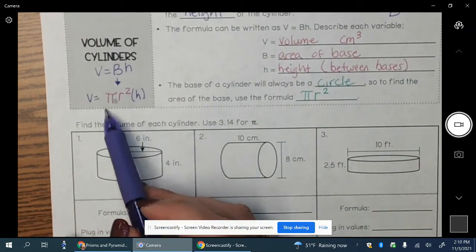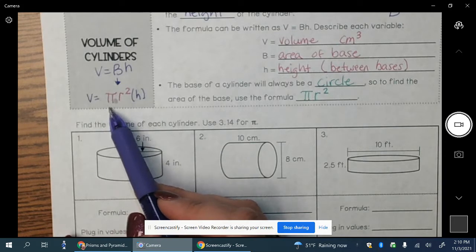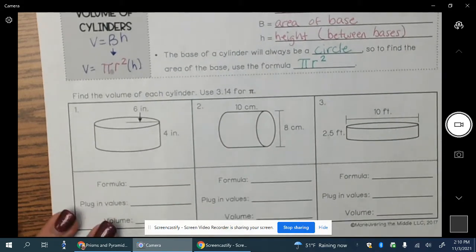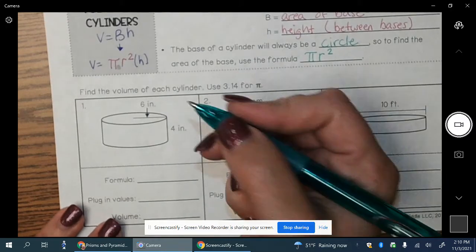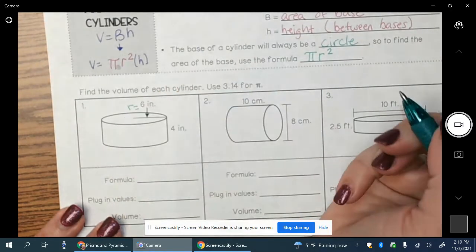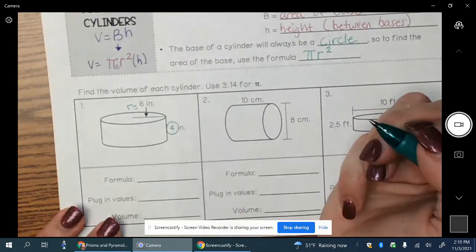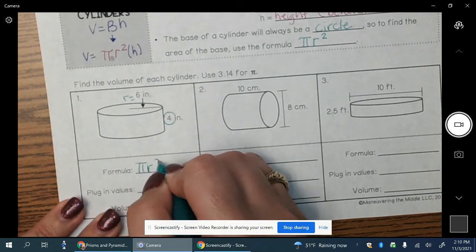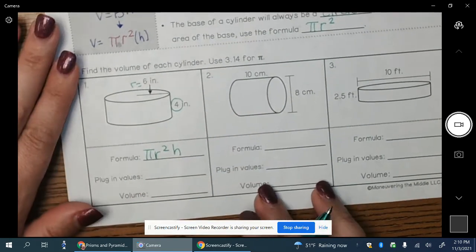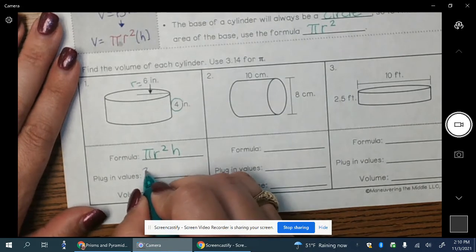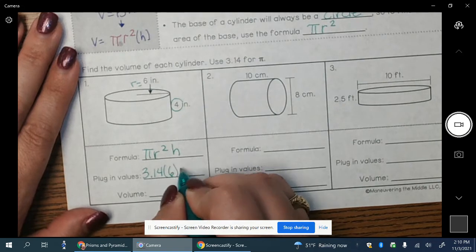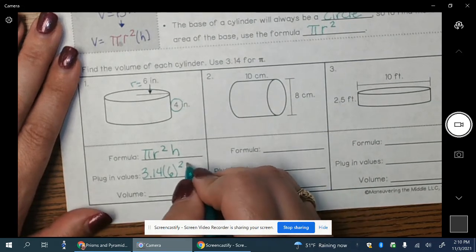So every time you need pi, which is what? 3.14. You need the r, which means what? And then the height. Okay? So on question number 1, do I have the radius? Yes, this is my radius. Do I have the height? Yes. Okay? My formula. Pi r squared h. What is pi? 3.14. In this picture, what's the radius? 6. Don't forget to square it. And what's the height? 4.